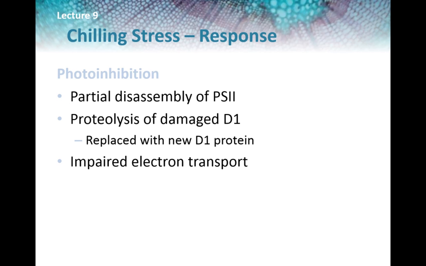Photoinhibition, which we defined earlier as a decline in photosynthetic rate, is a result of several processes, including defense and repair mechanisms. Chilling stress degrades the D1 protein at the reaction center much faster than normal. Repair involves a partial disassembly of PS2 to remove and break down the damaged protein and replace it with a new D1 protein. Electron transport can be further impaired by the compromised status of PS2 during repair of the reaction center.